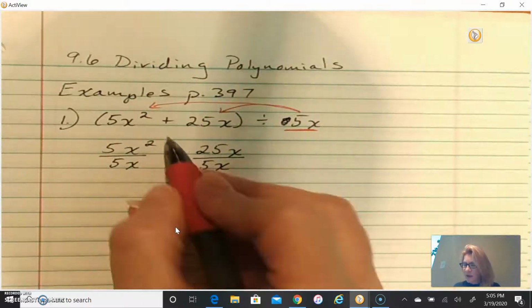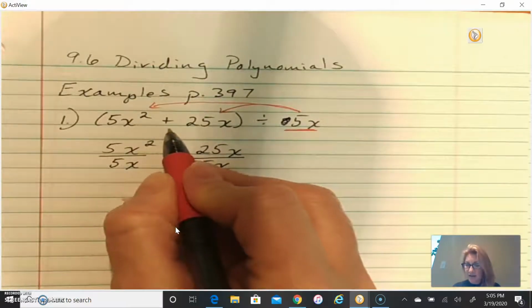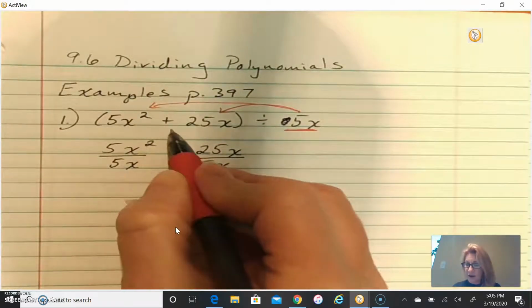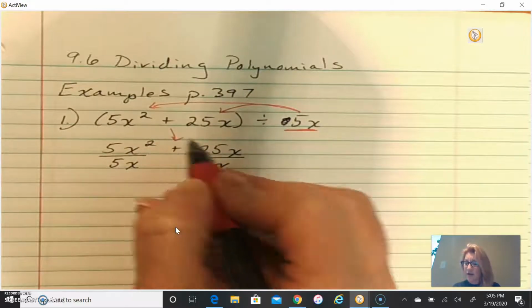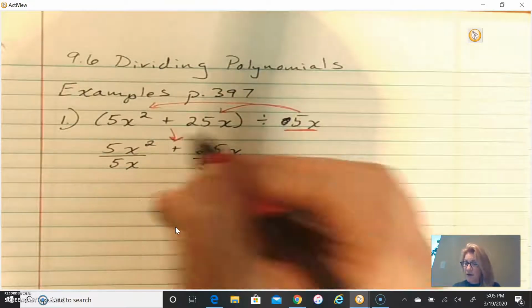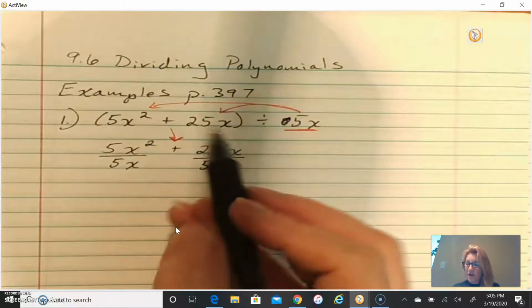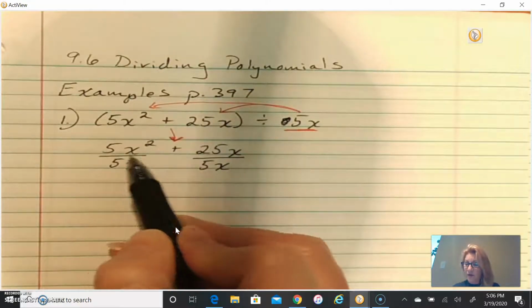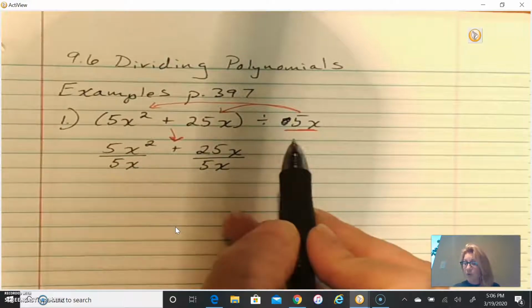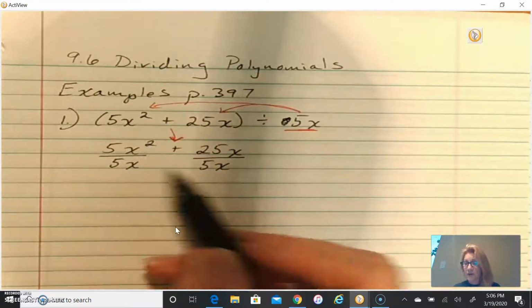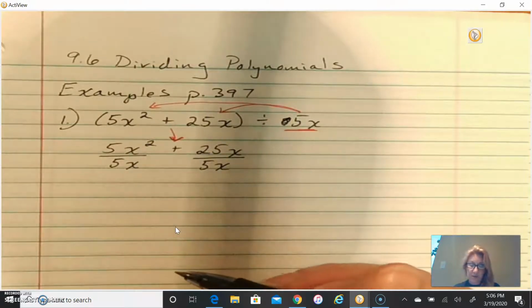Okay. Watch also these signs. See these signs? The plus sign? You could have a subtraction sign. You want to make sure you bring that down. Just make sure you're very careful at bringing that down. So now I have this right here, 5x squared plus 25x, and I'm dividing both of these terms by this one term, 5x, on each one.